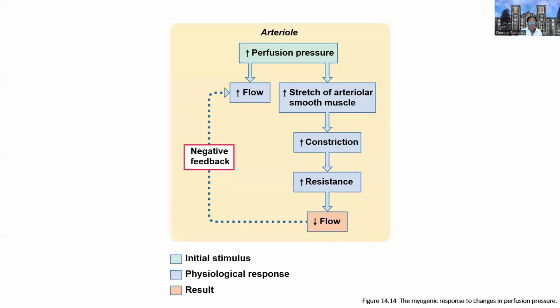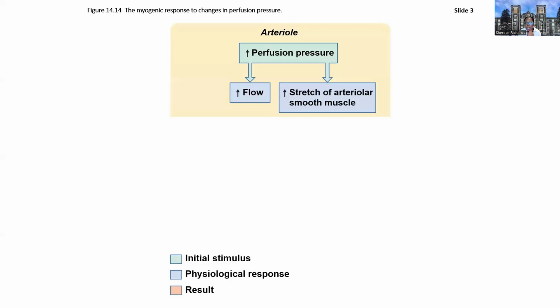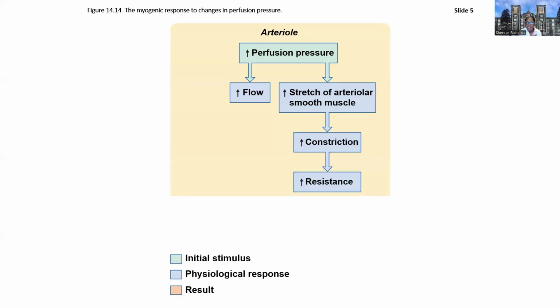So let's walk through that response here. So here's our arteriole. We send more perfusion to the arteriole, which increases the flow rate. That results in a reflexive stretching to the smooth muscle of that arteriole. That stretching results in vasoconstriction as a protection. And then that increases resistance, which in turn decreases the flow.